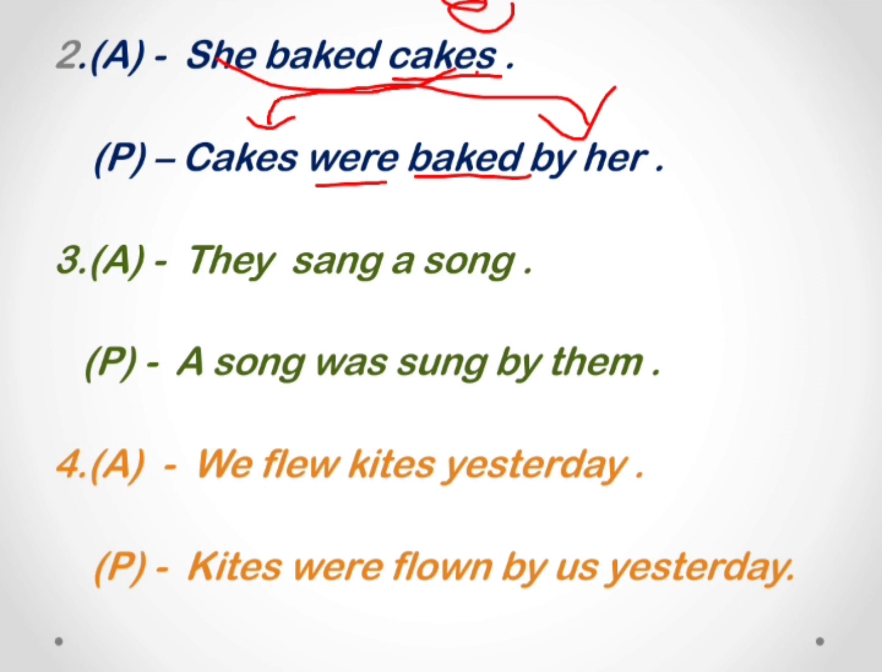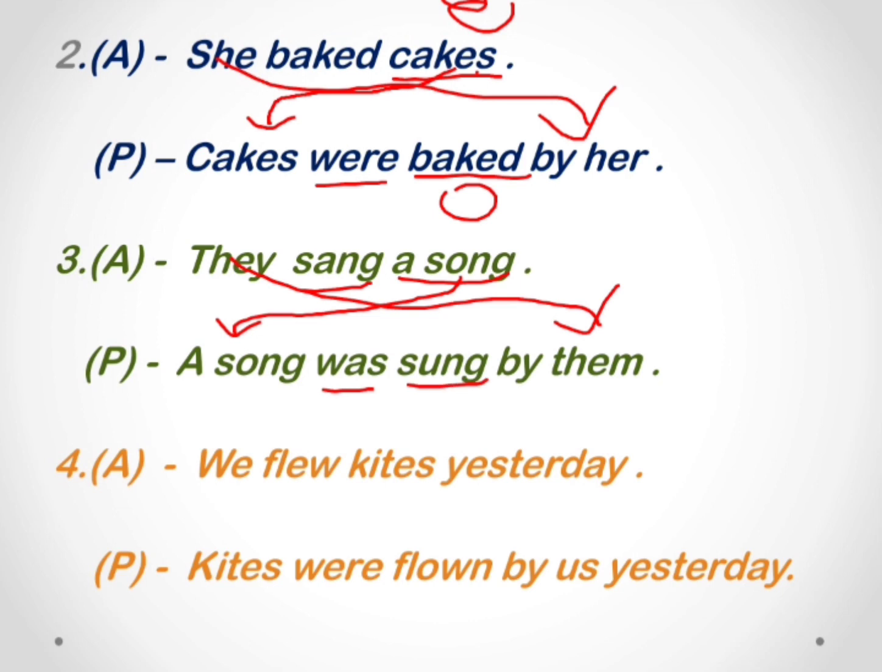Next, they sang a song. They is the subject, sang is the verb. What did they sing? A song. So the song is the object. Now the object of the active voice will become the subject of the passive voice and they will change to them. The verb is sang. A song is singular. So, we use the singular be verb was. The present tense is sing, past tense is sang, and the past participle is sung. So, the passive voice is a song was sung by them.